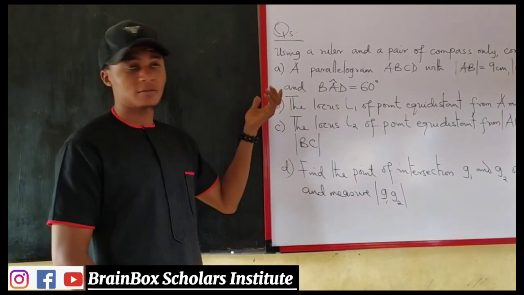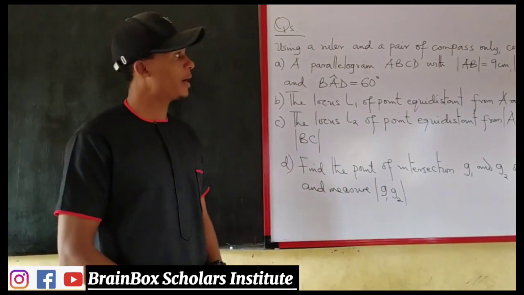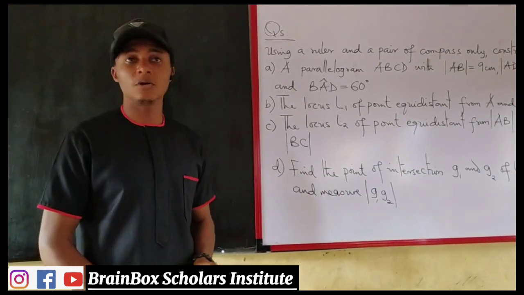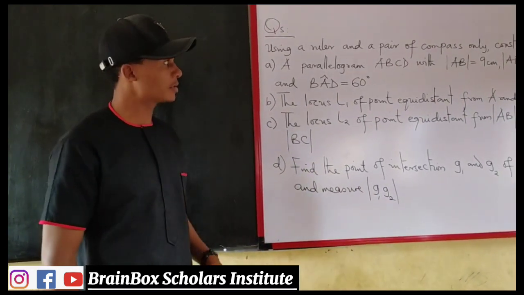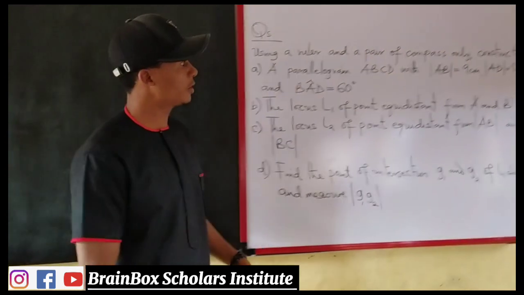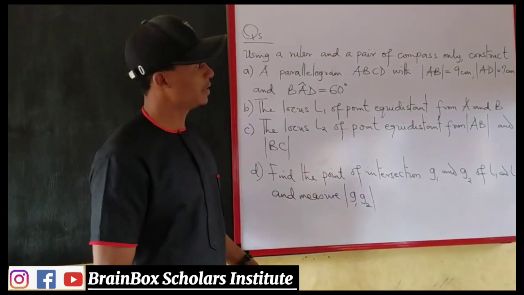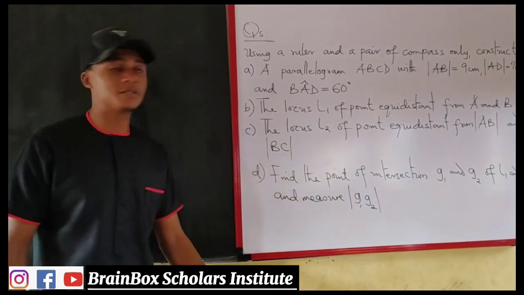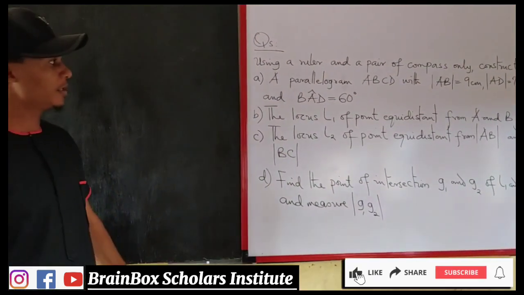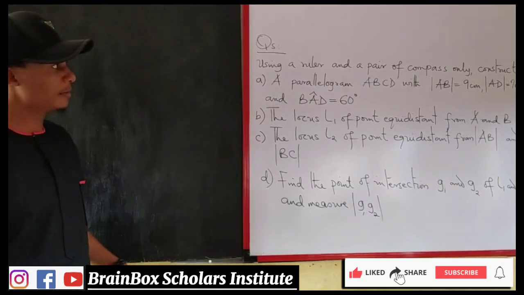And the question says, using a ruler, protractor and pair of compasses only, construct a parallelogram ABCD with side AB equal to 9 and side AD 7, and the angle BAD equal to 60 degrees.